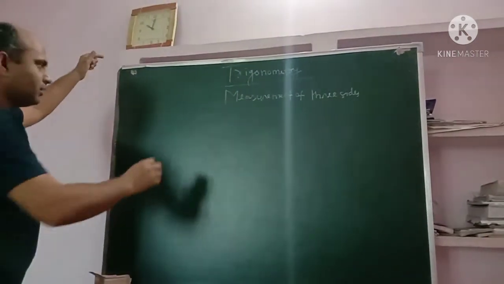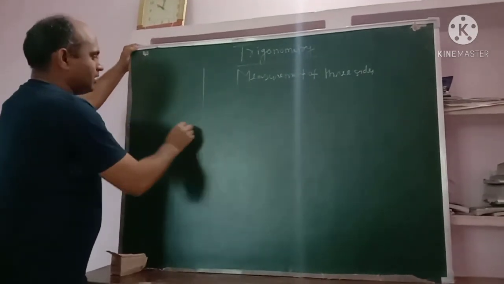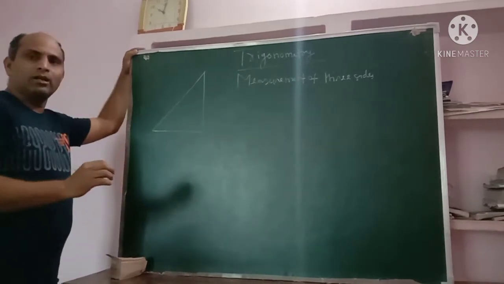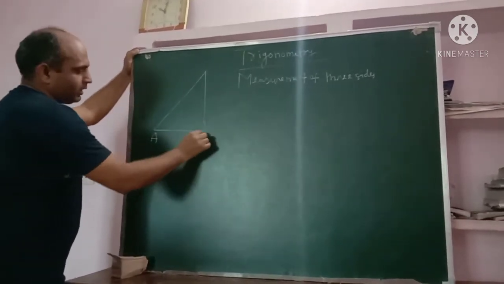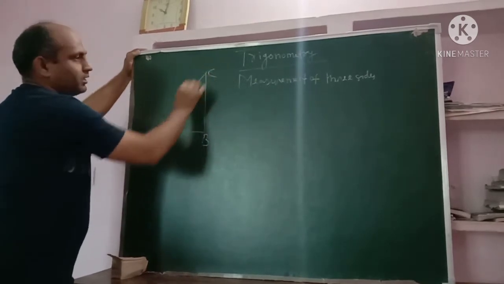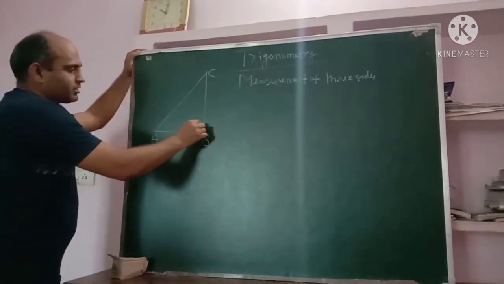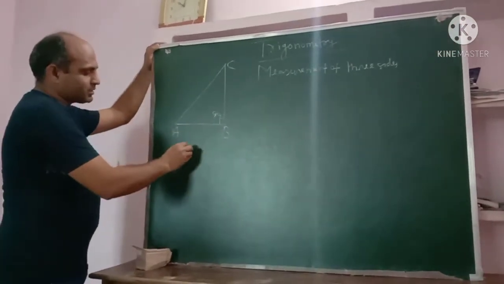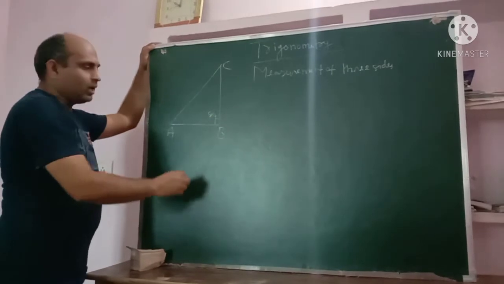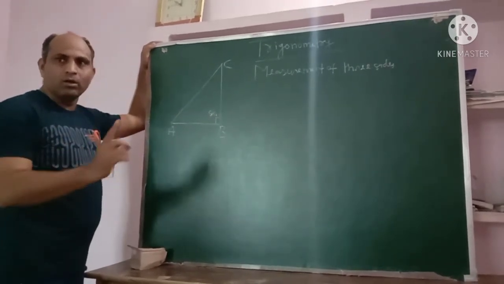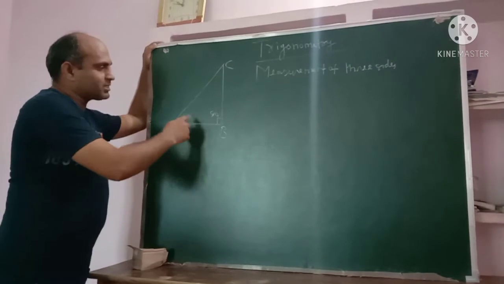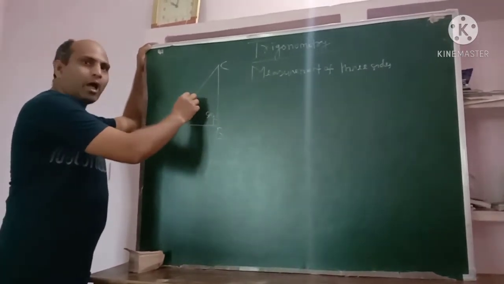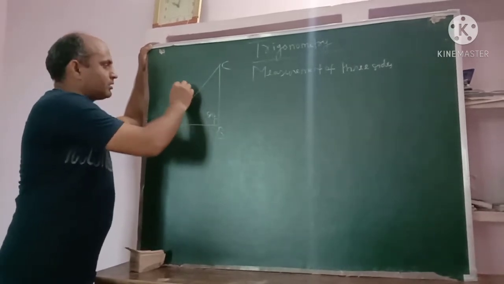So consider a right angle triangle. Let this be a right angle triangle named ABC. At B there is a 90 degree angle, so here is the right angle. These two sides, AB and BC, are called the legs of the right angle, and the side which is opposite to the 90 degree angle is called the hypotenuse.